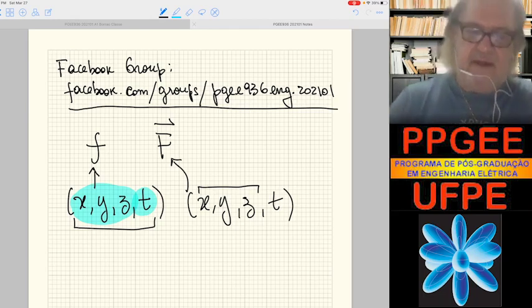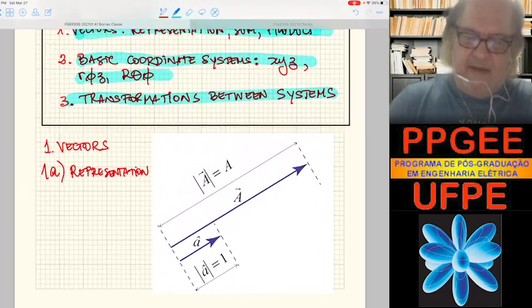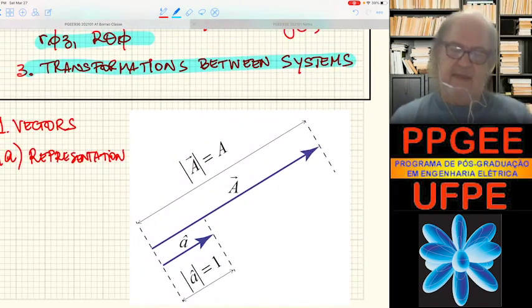So we are going to talk about vectors, and we are going to represent, as anybody else does, a vector as a line segment showing a direction, directed with an arrow like this. And we have a representation of the vector, a capital letter in general, with a small arrow on top.